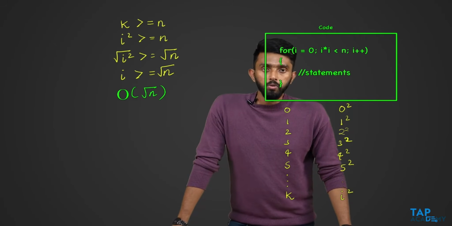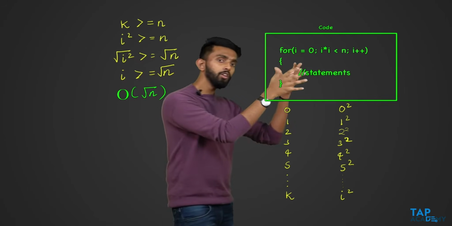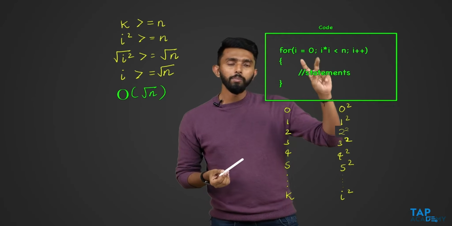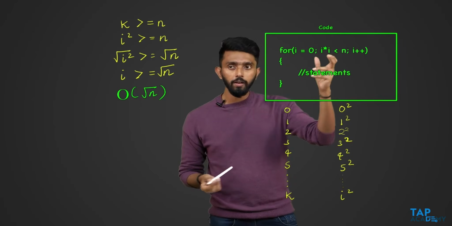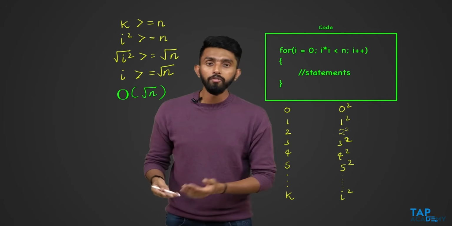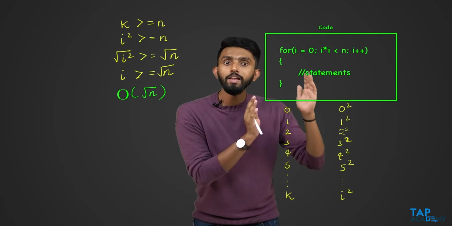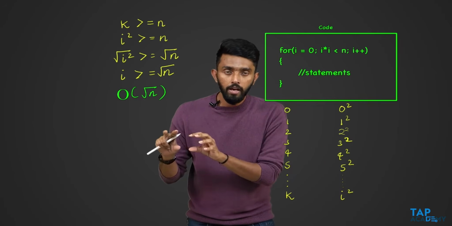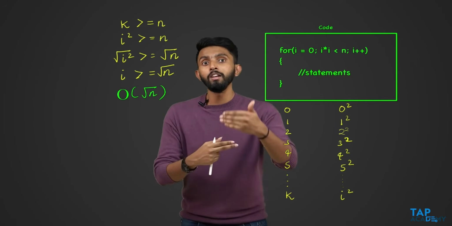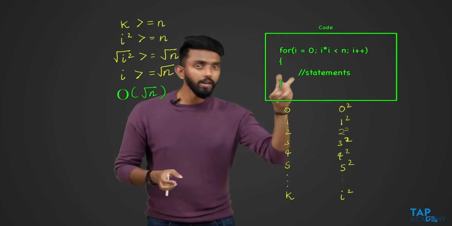I hope you're able to think. So somewhere you're noticing that whenever in your looping statements there is some form of squaring happening, it's always root. When it is being doubled or cut by half, it is log. When it is just linearly increasing, it will be n. If there is a nesting of a loop, then n square. If there are further nestings, then n cube, n to the power k, whatever it can keep going. So you're able to see some patterns here.